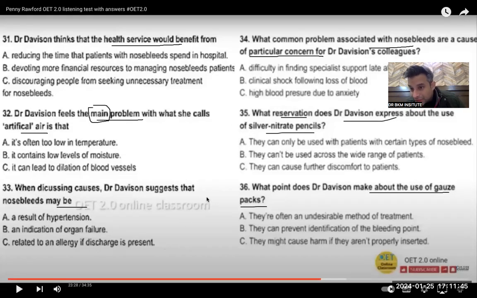So she talked about allergy, but she did not talk about discharge until now. Still, C is not my option until now. I will make you listen again.